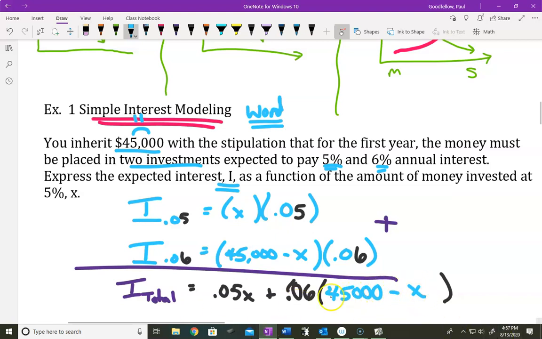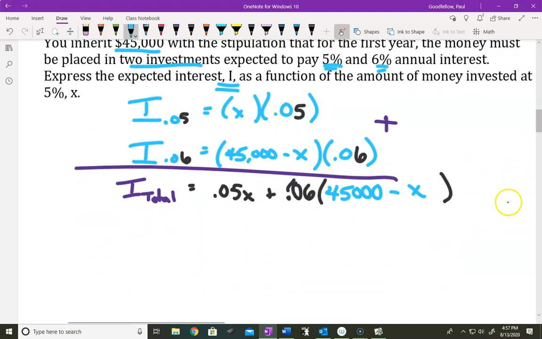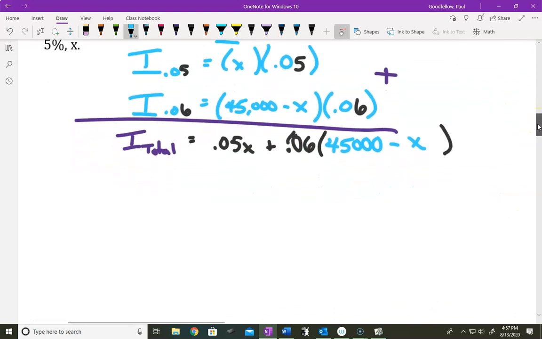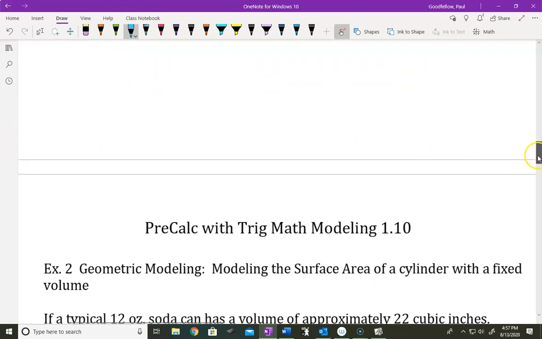And ultimately, you could write the whole thing in terms of x, distribute and so forth, and you'd end up having a function of the amount of interest that you would make based on if you put money in the 5% account first. Now, what this particular question really does for us is it kind of highlights the idea that there's really a first equation and a second equation, and they somehow work together to ultimately write an equation about either, in this case, total interest or something else down the line.